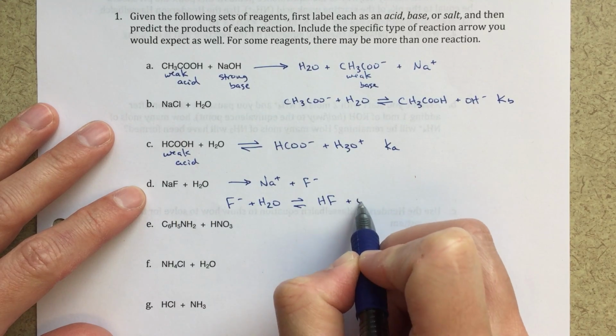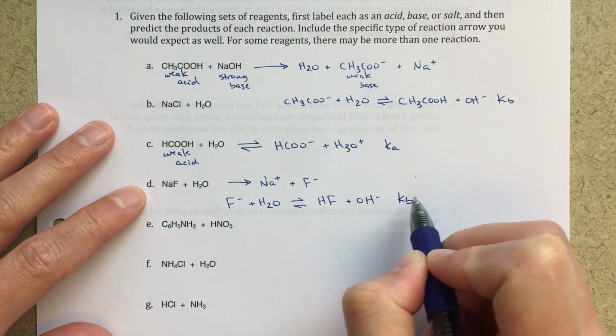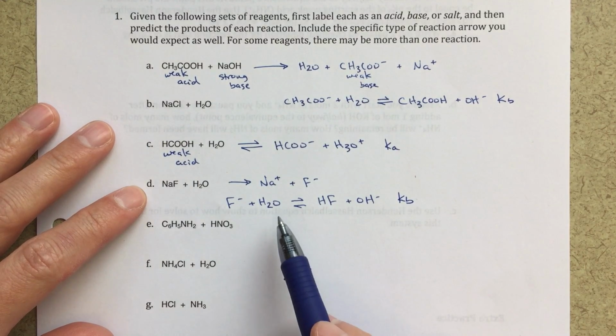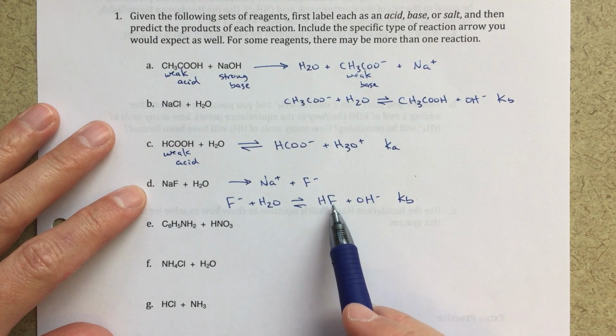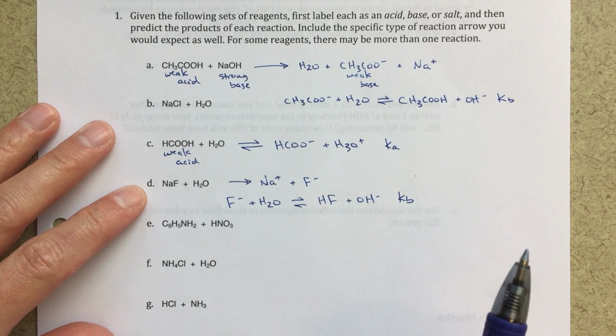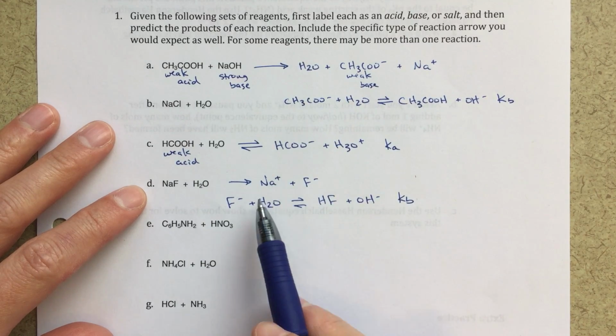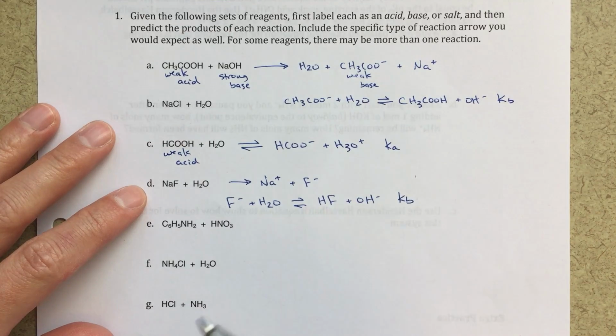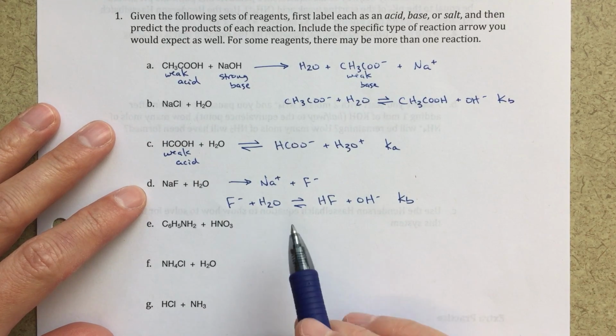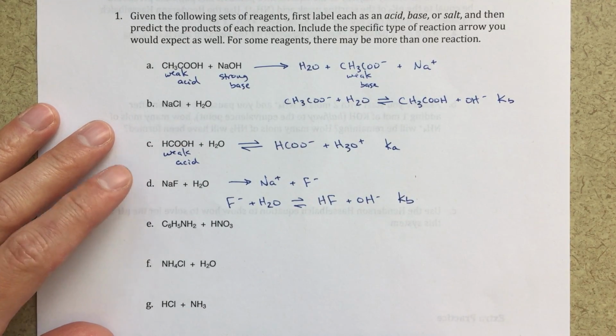What would that look like? Well, following the general form of the Kb, it is a reaction that looks like this: F minus plus water goes to HF plus OH minus. That's my Kb type reaction. And I recognize HF as a weak acid. If F minus is the conjugate base of a weak acid, that means F minus must be a weak base. So this reaction is going to proceed. It is an equilibrium that we should consider. So that would be my secondary reaction for D.